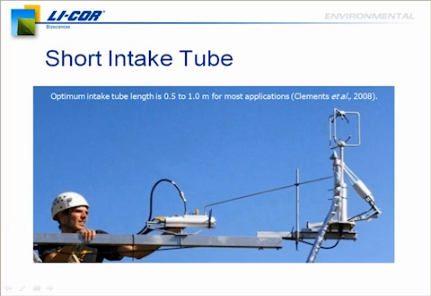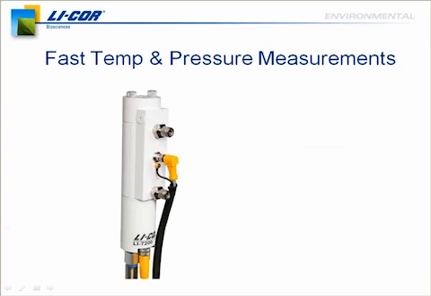Okay, so now we're going to look at some of the key features of the 7200, and one of those is having fast temperature measurements and fast pressure measurements inside the cell. So these are new and unique features that are not seen in other closed path analyzers. They make very fast measurements in the optical path, which is at the point of the measurement. So we have two temperature sensors, one on the inlet and one on the outlet, that are measuring at a rate of 20 Hertz. Similarly, we have a differential pressure sensor that is also measuring at 20 Hertz.